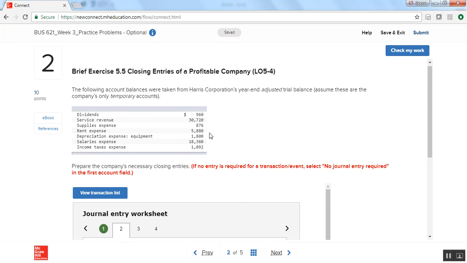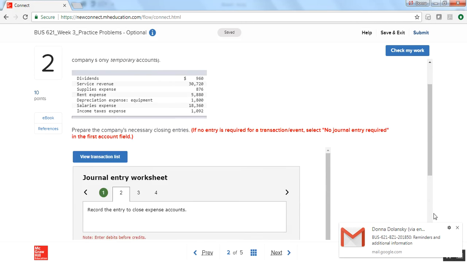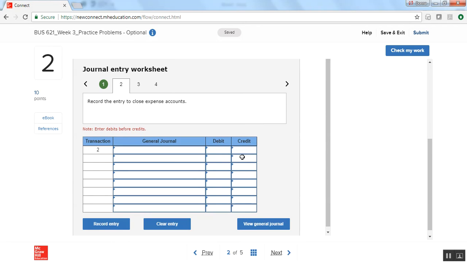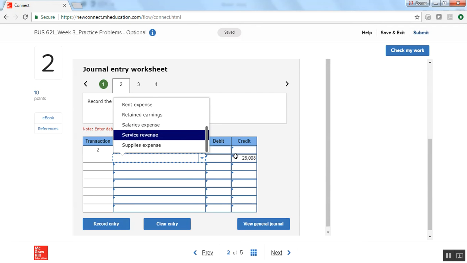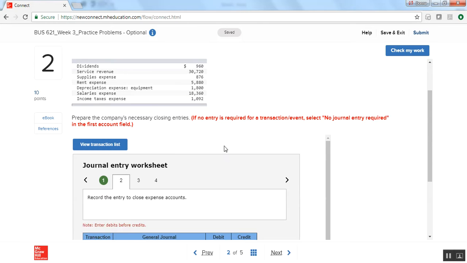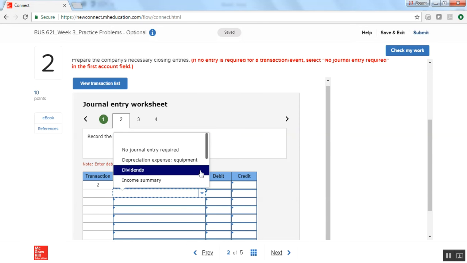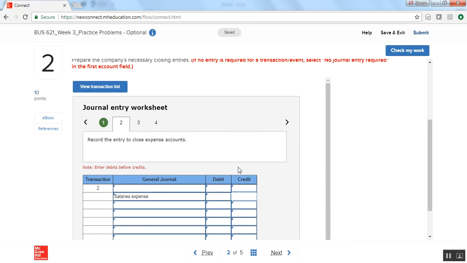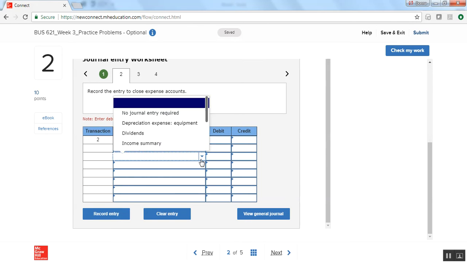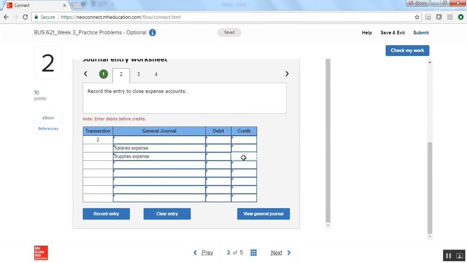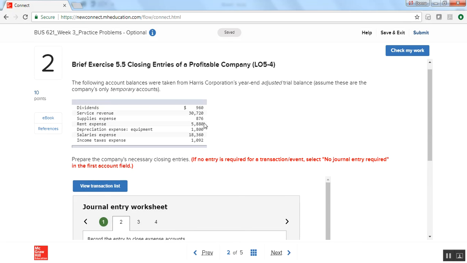If you remember, the normal balance for an expense account is a debit balance because it decreases our equity. So in order to get our debit balance down to 0, we're actually going to credit that for $28,008. So we're going to credit our expenses. Oh, it's going to make us do each individual expense. All right, I didn't have to sum those up. So we have salaries of $18,360. Supplies of $876.